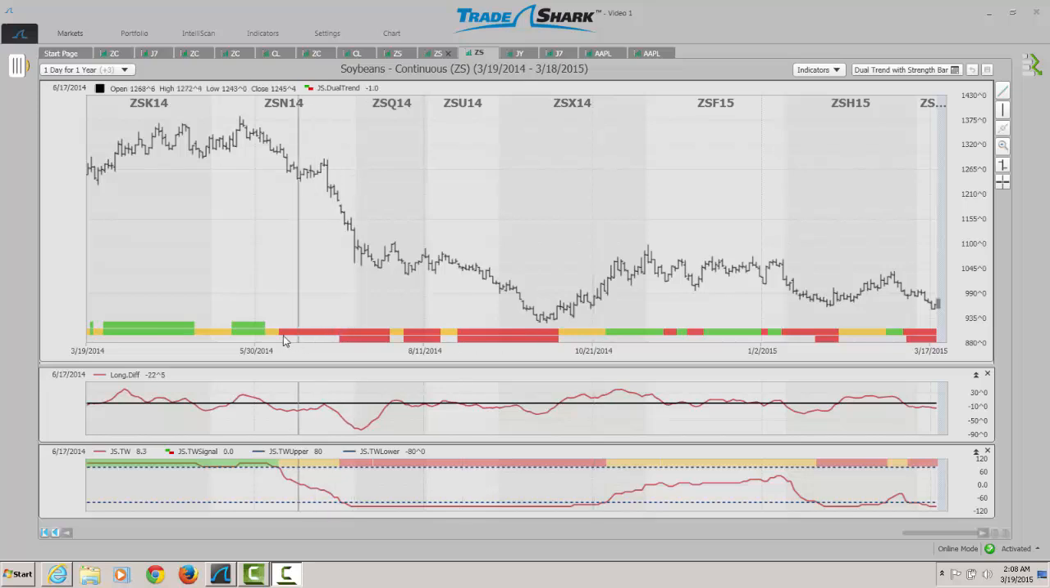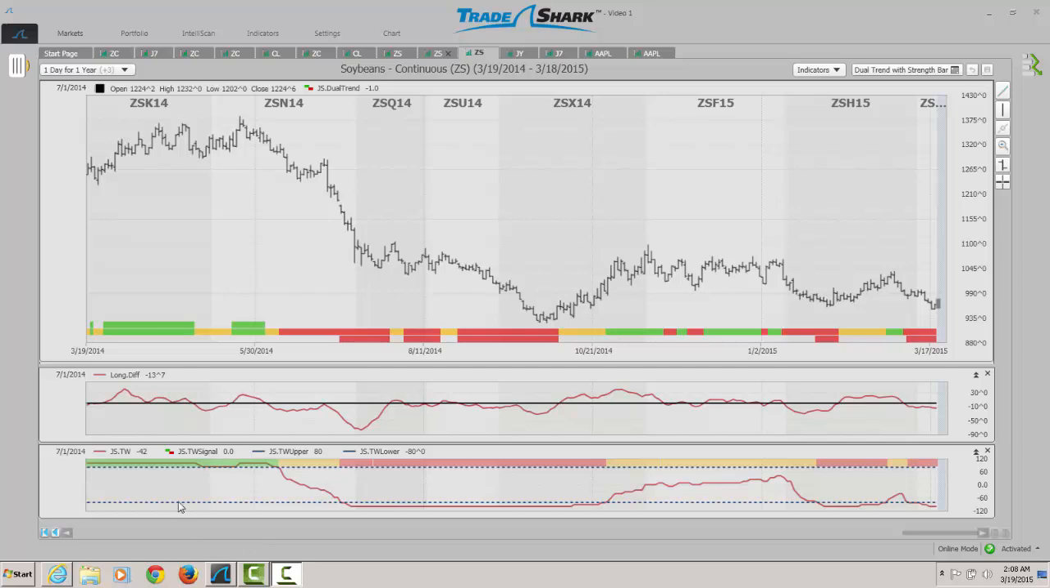In cases where you have a single bar, such as here, it means that one indicator is bearish in this case, and the other is neutral, or when it's one green bar, one indicator is bullish and the other is neutral. Now, there are several characteristics about the dual trend that you can kind of see in this chart.